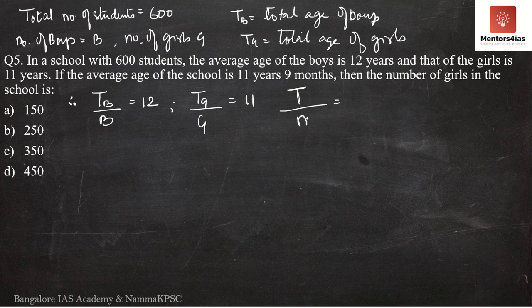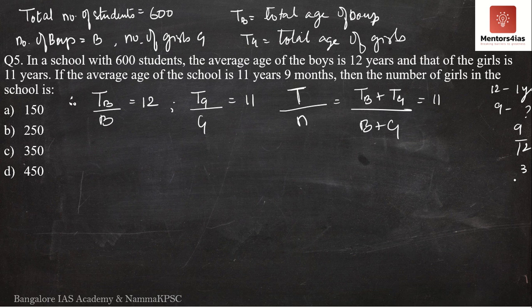So this T is nothing but TB plus TG, divided by the total number of students, which is 600, which is also equal to B plus G. Now this is equal to 11 years and 9 months. Now how can we represent 9 months? See, 12 months is 1 year. Therefore 9 months is how many years? Nothing but 9 by 12 or 3 by 4. So I am going to say it is equal to 11 years plus 3 by 4 years, 11 plus 3 by 4 years.